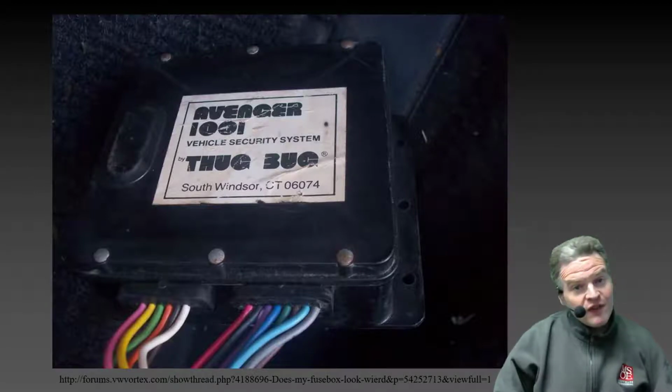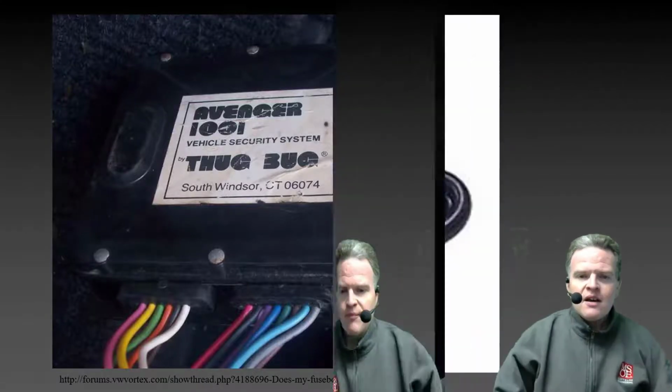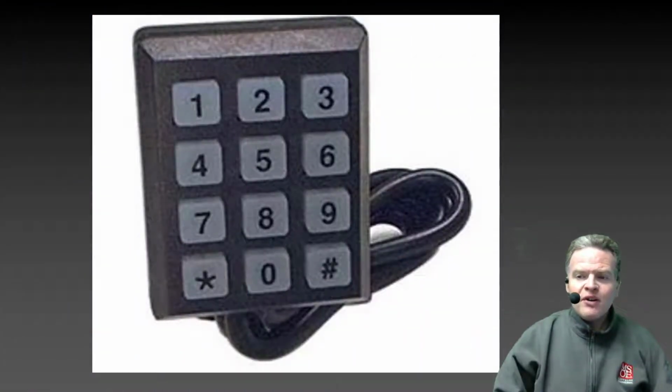Additionally, the system featured a vehicular hood lock. The hood lock prevented thieves from opening the hood unless they entered the same 4-digit key code. This helped to prevent the theft of devices such as batteries or other things from underneath the hood. The ThugBug used a standard numeric keypad, such as the keypad shown on the screen right now.